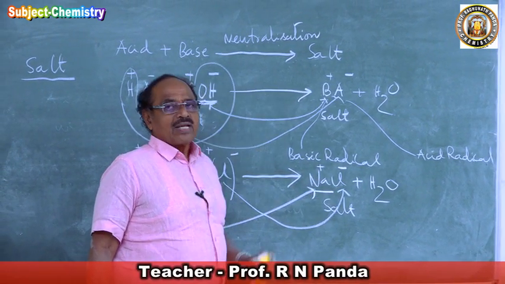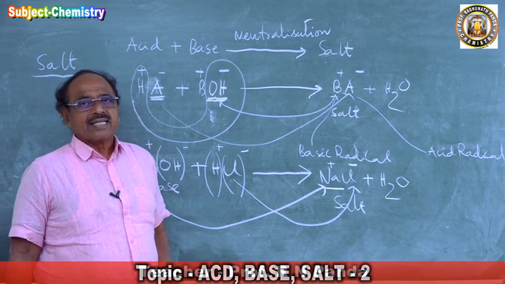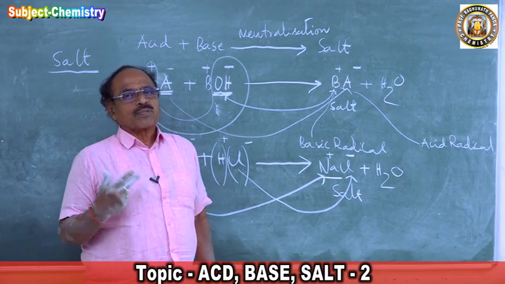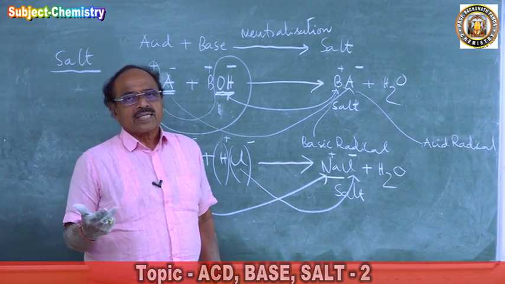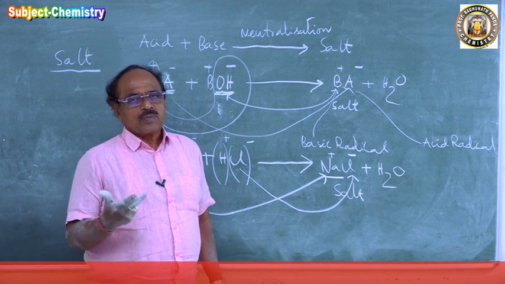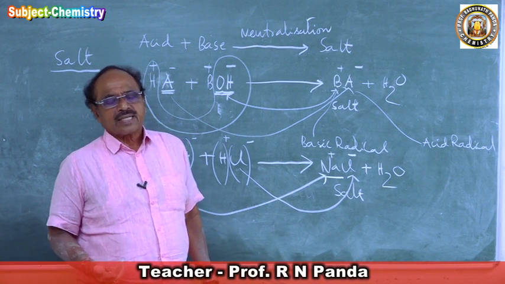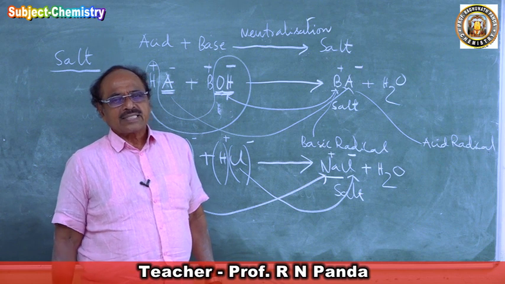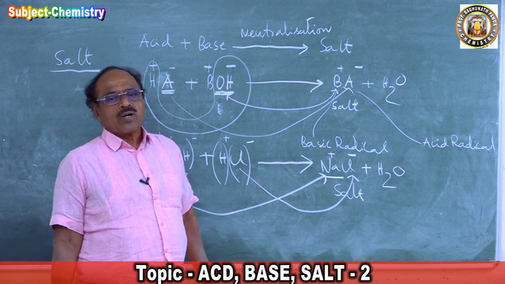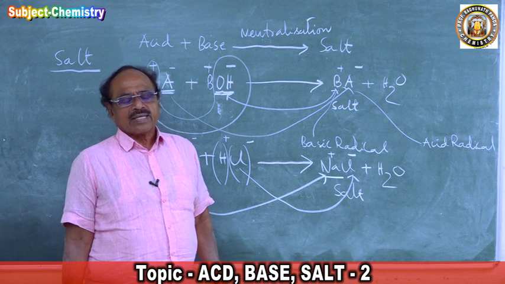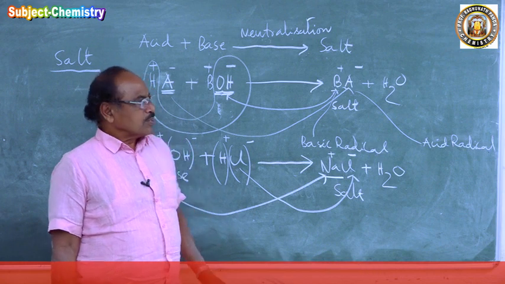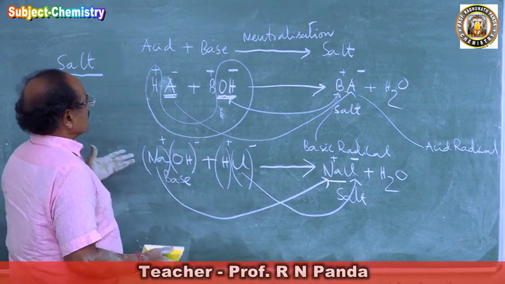At the very beginning, when we started reading radicals, we wrote that these radicals are of two types: the electropositive radical and the electronegative radical. Electropositive radicals are called basic radicals, and electronegative radicals are called acid radicals. Now it's clear why they were called basic radical and acid radical. So this reaction is called neutralization reaction.